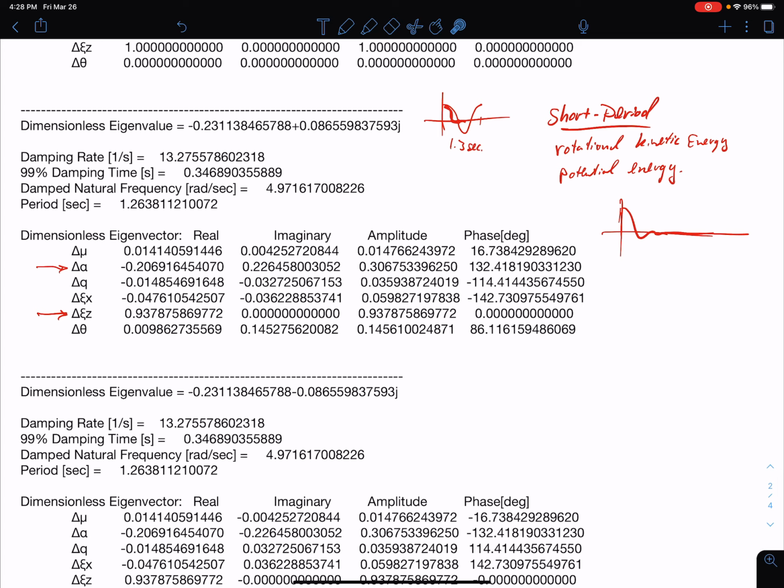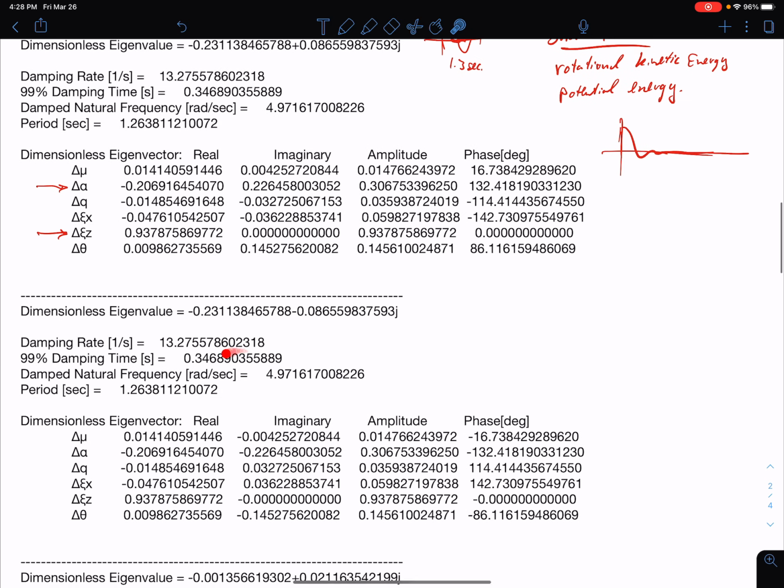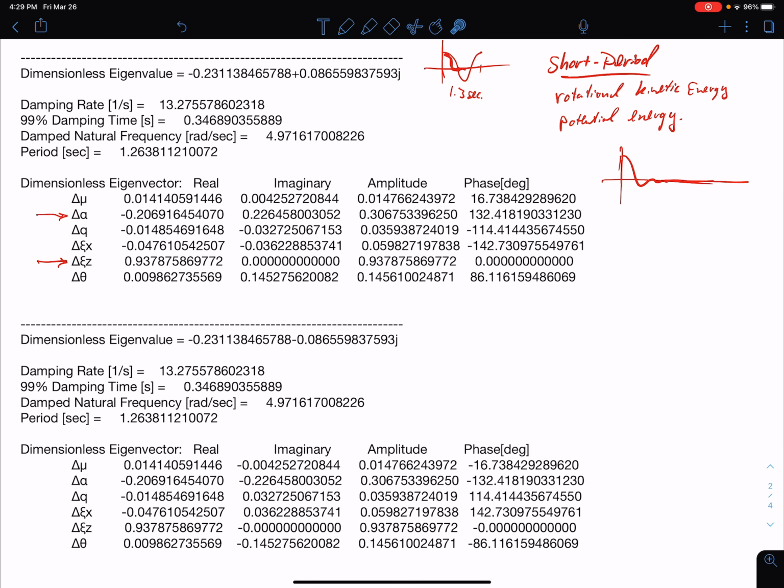So this is called the short period mode, and we've got this eigenvalue here, and its complex conjugate here. Actually all of the information down in here with this eigenvalue and vector is the same information. We've just got the complex conjugate in this vector relative to this vector, but really no new information. It has the same damping rate, damping time, frequency and period, because these eigenvectors are complex conjugates.